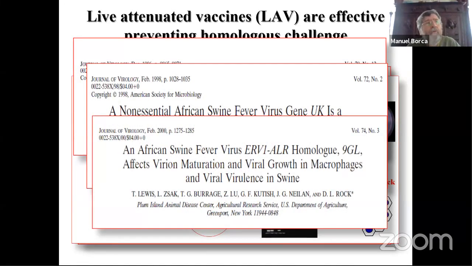The deletion of 9GL was also done in other isolates like Pretoria, and it also produced attenuation of the virus. The interesting part is that all these attenuated strains, when inoculated in pigs, were able to solidly protect against the disease when challenged with the parental virus. So these three papers were the basis to produce recombinant virus by genetic manipulation, and produce viruses that can be used as vaccine candidates and protect against the parental virus.